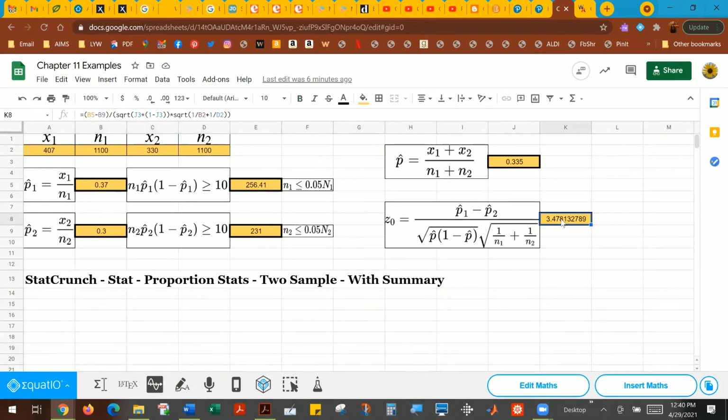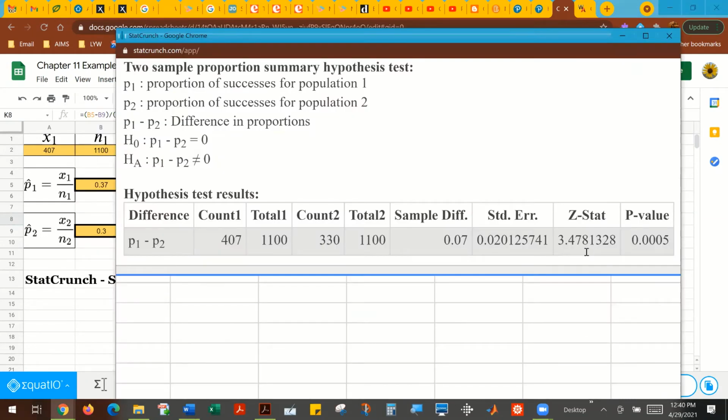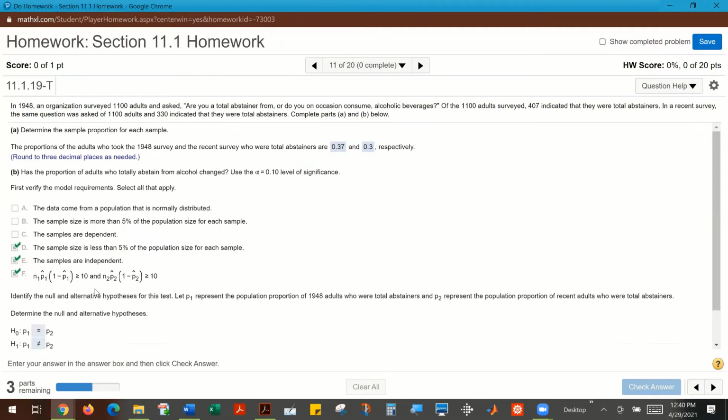So exactly the same number. We just did this using the formula, and this one over here is using StatCrunch. So let's go ahead and plug this number in. I believe they want us to round this to 2 decimal places.